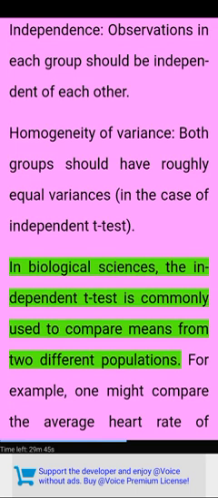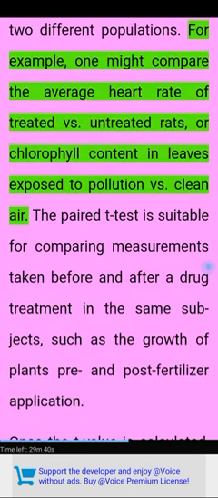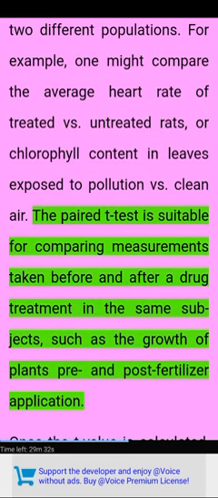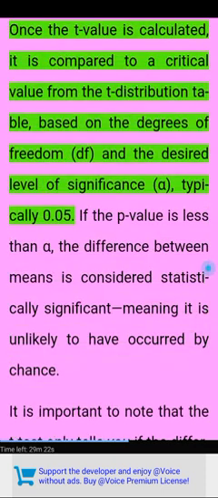In biological sciences, the independent t-test is commonly used to compare means from two different populations. For example, one might compare the average heart rate of treated versus untreated rats, or chlorophyll content in leaves exposed to pollution versus clean air. The paired t-test is suitable for comparing measurements taken before and after a drug treatment in the same subjects, such as the growth of plants pre and post-fertilizer application.